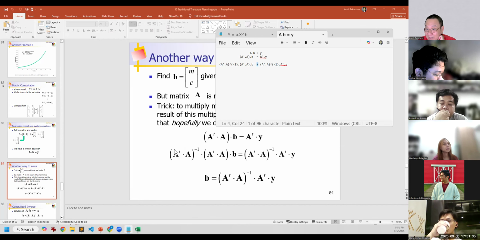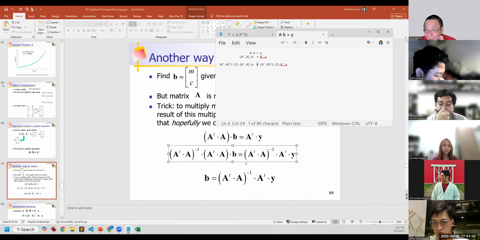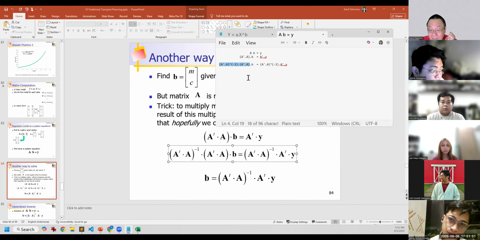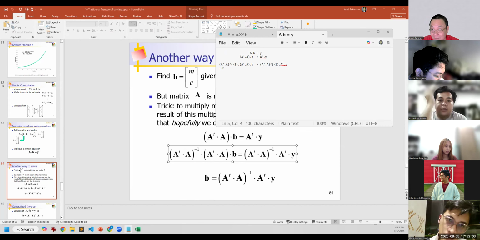Oh, yeah, this is in the slide. Can you see this? This is the result, right? Okay. So, but remember, a matrix multiplied by its inverse is the identity matrix. Okay. So, it collapses to become the identity matrix times B. It is the same as this one.